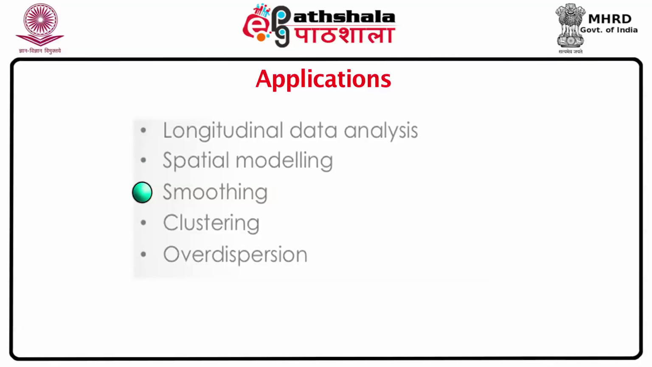Smoothing, so this is the same as spatial modeling but along one direction only. We wish to smooth a scatter plot, and here again it can be shown that one way of smoothing is to fit a generalized linear mixed model, and it can also be shown that the variance of the mixed model turns out to be the smoothing parameter.